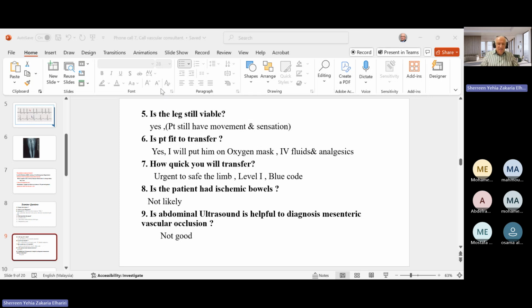The problem now is the lower limb. Osama, you need to speak about this point. I think you have it in the exam. Yes, I need to speak about this mesenteric vascular ischemia.